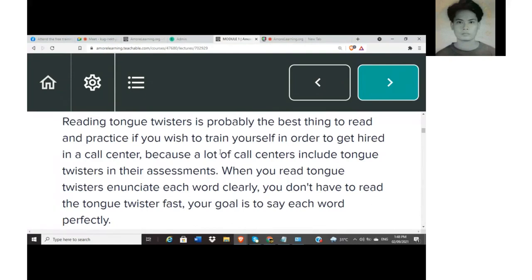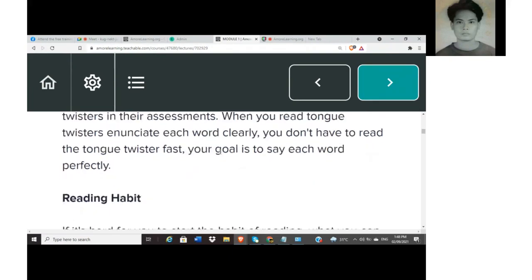Okay? So, going back here to the tongue twisters, when you read tongue twisters, try to enunciate each word clearly. You don't have to read the tongue twisters fast. Your goal is to say each word perfectly. I don't have an example here of a tongue twister, but you could go online and type in tongue twisters, and then you could read the tongue twisters on your own time. Okay, include that in your reading time.